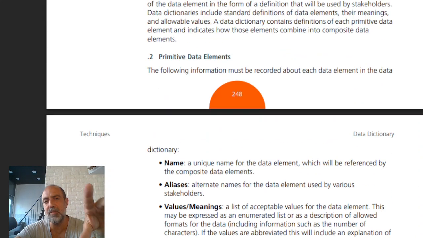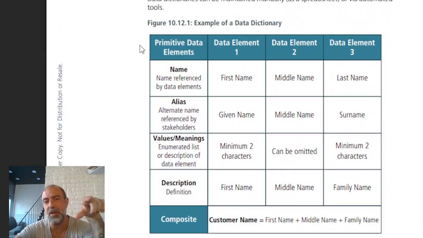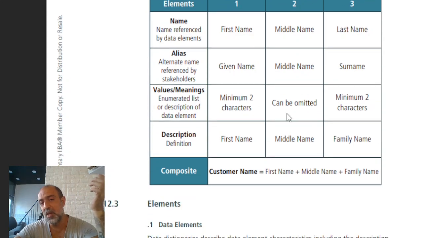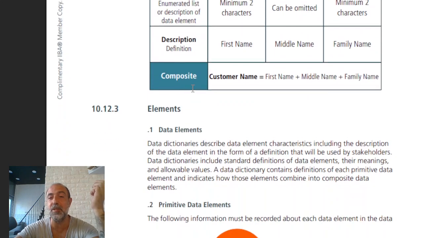Okay, let's dive deeper. A data dictionary, okay, this one here, all of this is one element, because the name is the unique name to it. An alias is basically something by which it could be referenced. And what's the value? Basically, an enumerated list of description of the data element.